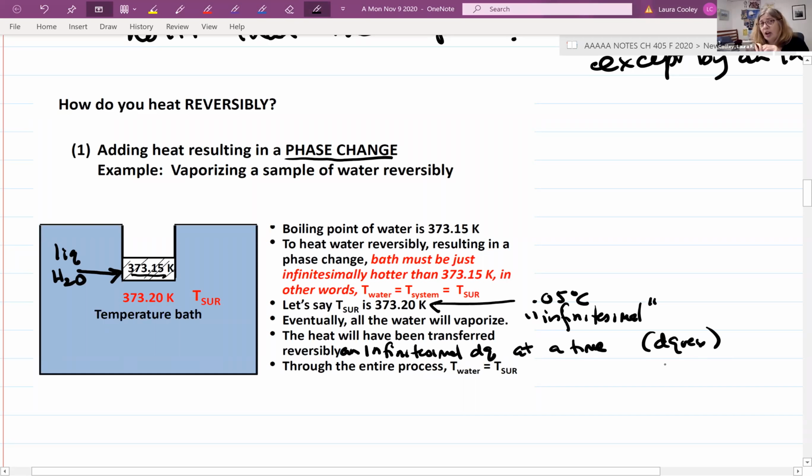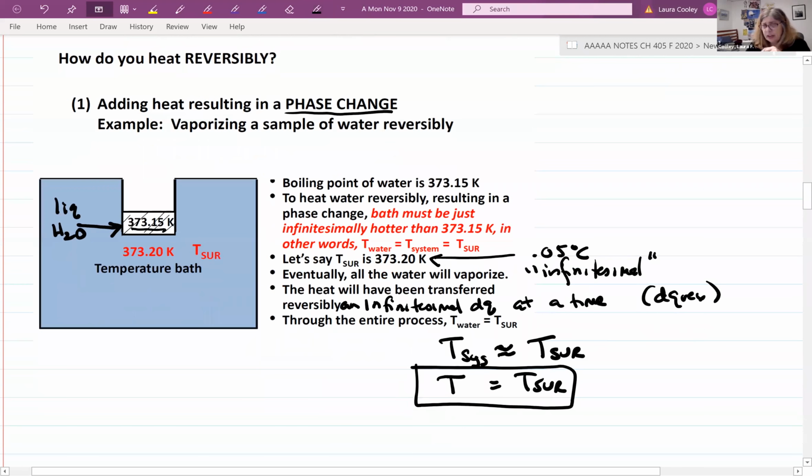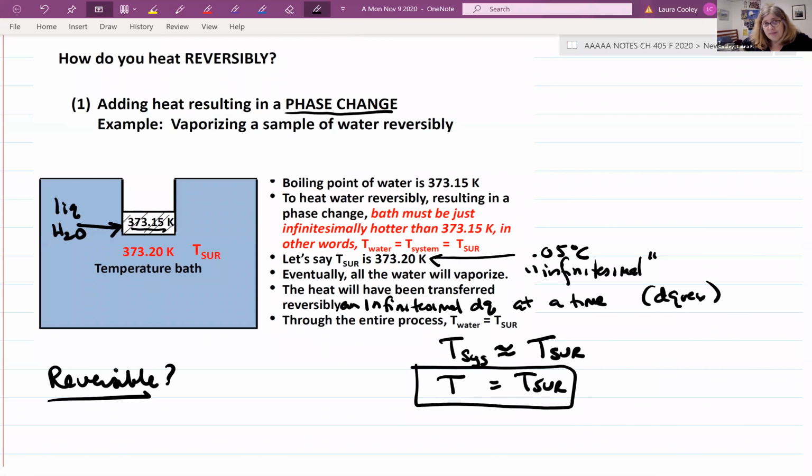So throughout the entire process, we can say that the temperature of the system, which we just call T, is about equal to the temperature of the surroundings. And that's what we mean by equilibrium when we're talking about heating. So it's not like mechanical equilibrium anymore, it's really temperature equilibrium. Now, why would I call this reversible? What does it mean to be reversible? It means that you can reverse it by changing something by an infinitesimal. So basically, instead of having the temperature of the bath infinitesimally higher than the temperature of the liquid, I could go the other way and change the temperature.